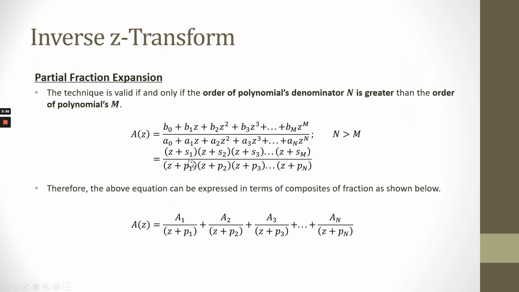Then, based on this equation, after we apply the partial fraction expansion, this equation can be written in terms of composites of fractions as shown below, where this signal A(z) is equal to a1 divided by the first pole, z plus p1, plus a2 divided by the second pole, plus a3 divided by this one, and so on.